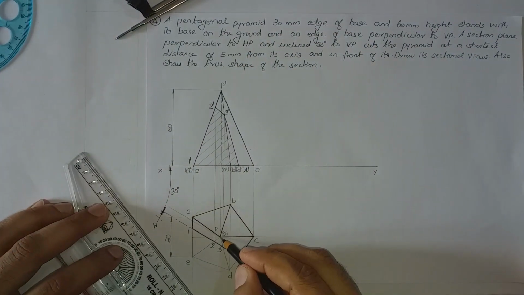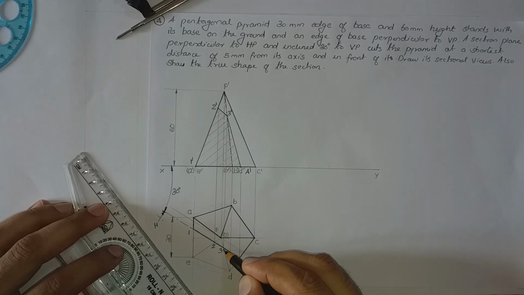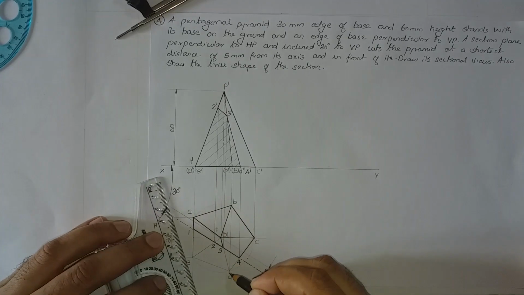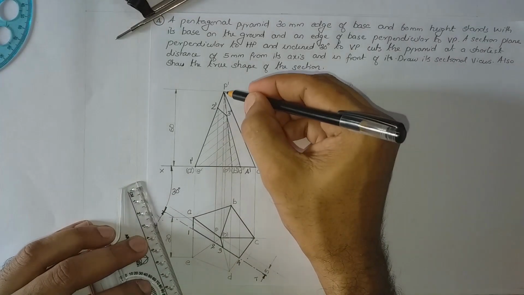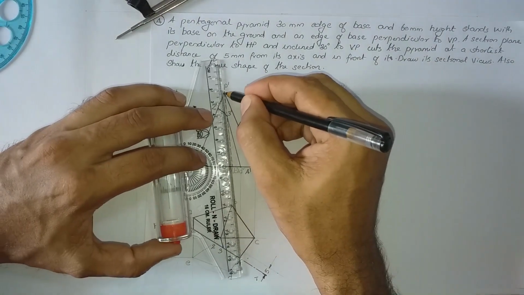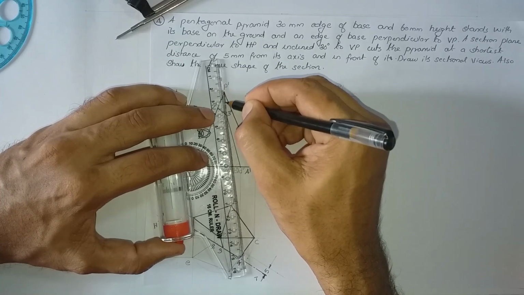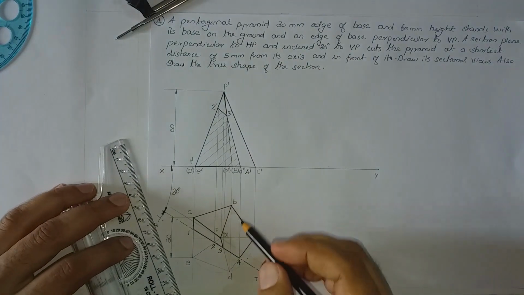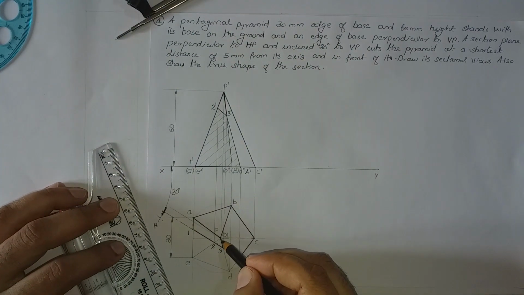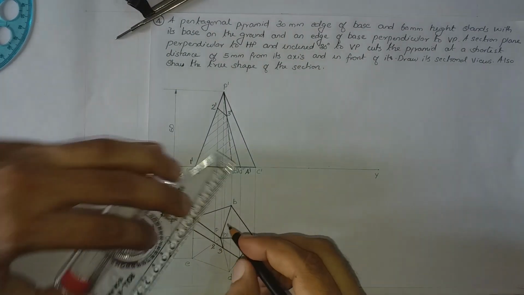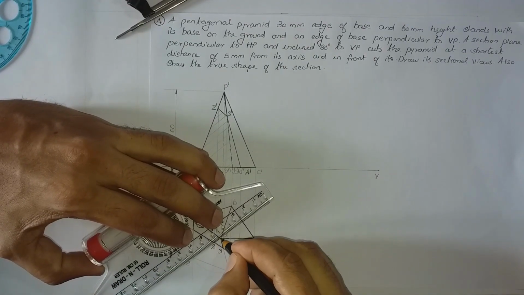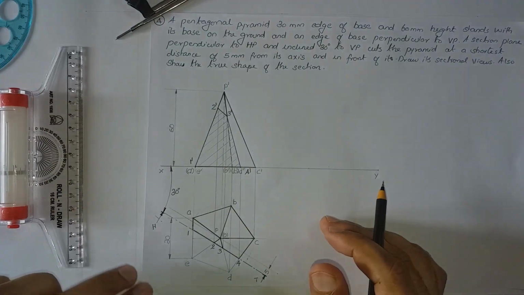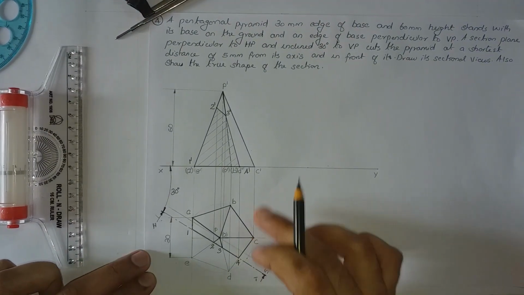Now, P3 is remaining. So P3 is along PD. So this is P dash 3 dash. So here we are having an overlap. So only one continuous thick line will be able to represent here. Again, P2 is also remaining. So P2. Already we are having P dash 2 dash here. So we have completed remaining regions in the top view and front view.